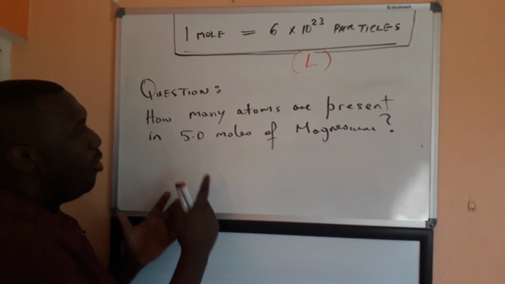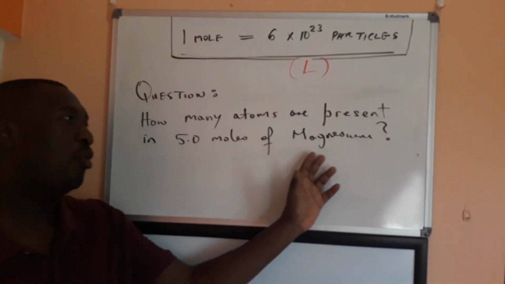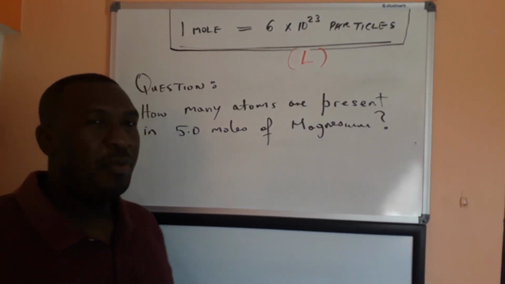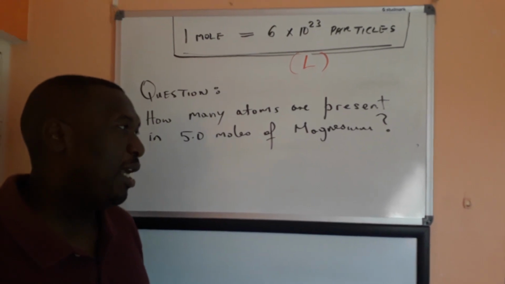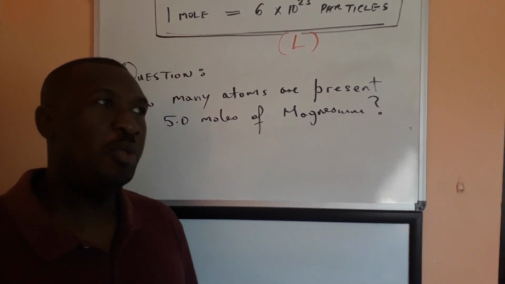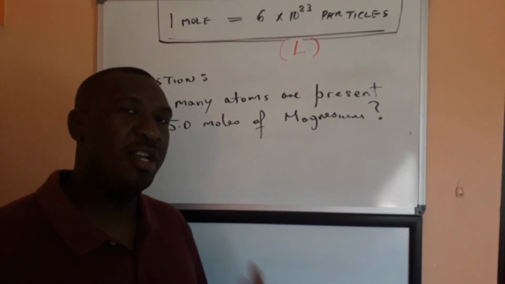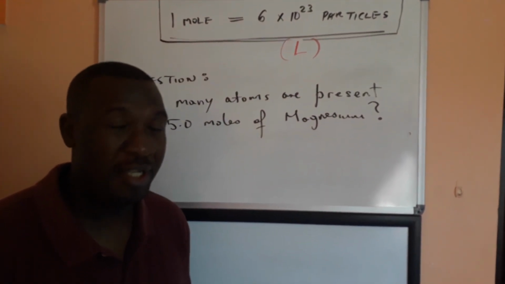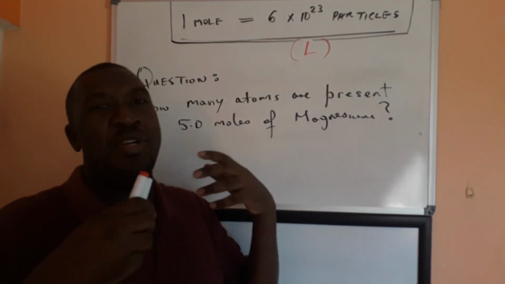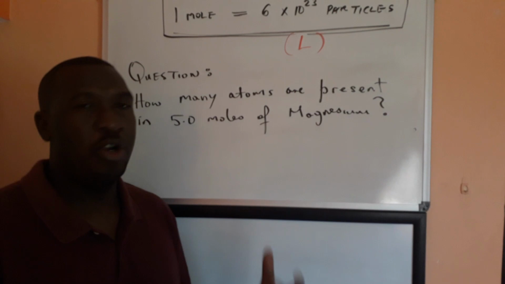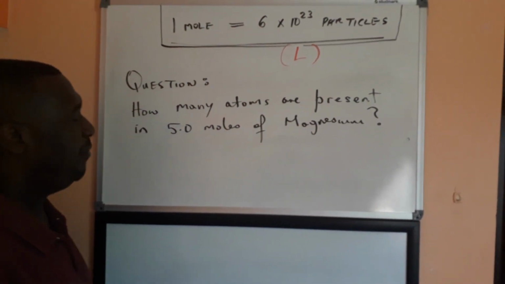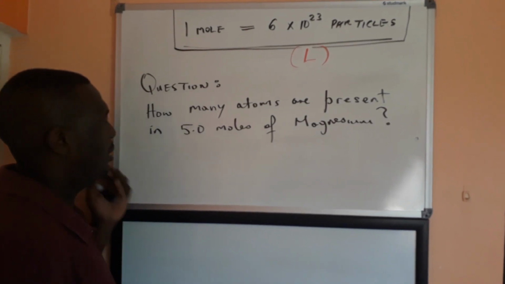The question says, how many atoms are present in 5 moles of magnesium? Now, before I go into the calculation, I want to talk about the general approach to calculations involving the mole. The most important thing for you to do is to know and understand the definitions, because those give you any formula you want. They establish the relationships that you need to work out your question. Okay, so if we look at this question, let's try and figure out what relationship they're asking us about.